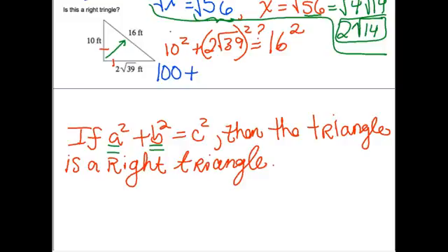When I square this, I do it times itself. 2 times 2 is 4. Root 39 times root 39 is just 39. You can do that on your calculator if you don't trust me.